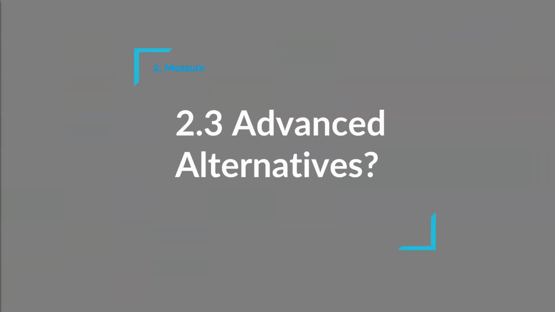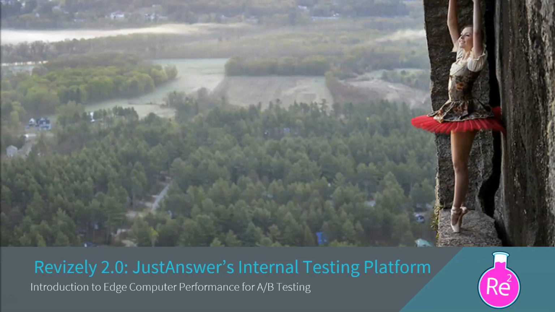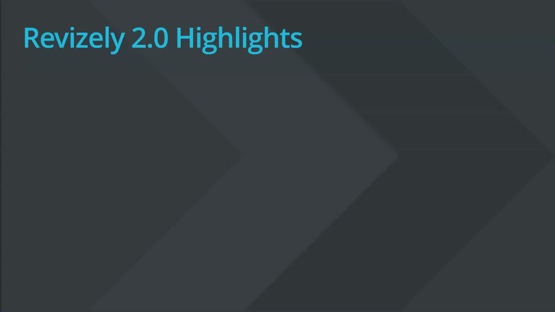So let's talk about advanced alternatives. I'm going to discuss an advanced A/B testing system that I helped build at my company. We call it Revisely 2.0, and that's because the first version was basically a client-side injection version. It was Optimizely, but just something that we ran internally, and we had a little bit more control over how that code ran. Our Revisely 2.0 system doesn't have the flicker.